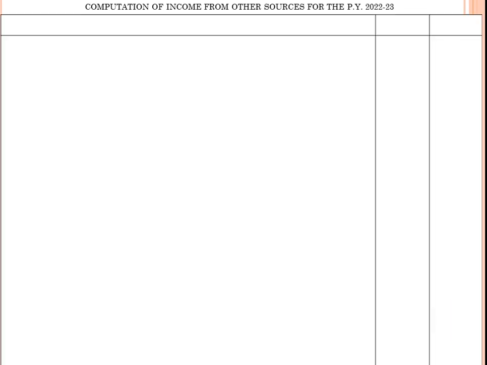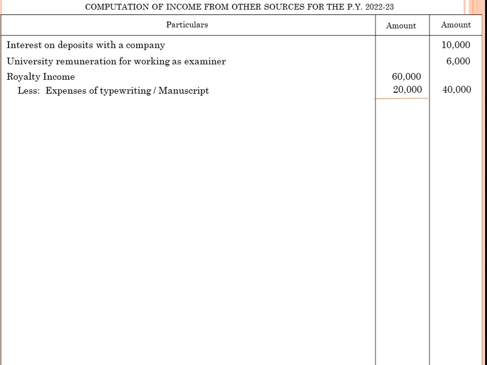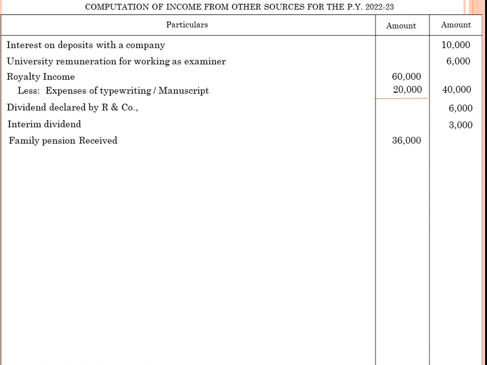Now we are going to work out the answer. Write down the heading, computation of income from other sources for the previous year 22-23, and divide it into three columns: particulars, amount and amount. First start with interest on deposits with a company, 10,000. University remuneration for working as examiner 6,000. Royalty income 60,000, less expenses of typewriting and manuscript 20,000, and the balance 40,000 is the taxable part. Dividend declared by an Indian company, fully taxable, 6,000. Interim dividend, taxable, 3,000.